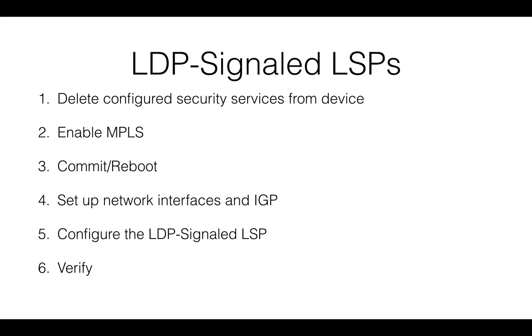On the SRXs, we have to disable the security services on the device, meaning we're going to transform it from a flow-based device into a packet-based inspection system. We have to enable MPLS, which will force us to commit and then reboot. After that, we set up our network interfaces, so just IP addresses, our interior gateway protocol like OSPF, and then we set up LDP on both routers. After that, I'll show you some commands to verify that this is working, but it shouldn't be too bad once we get past those few steps.